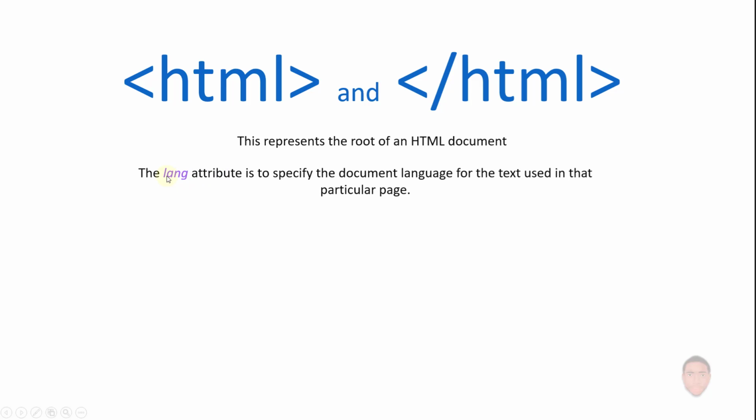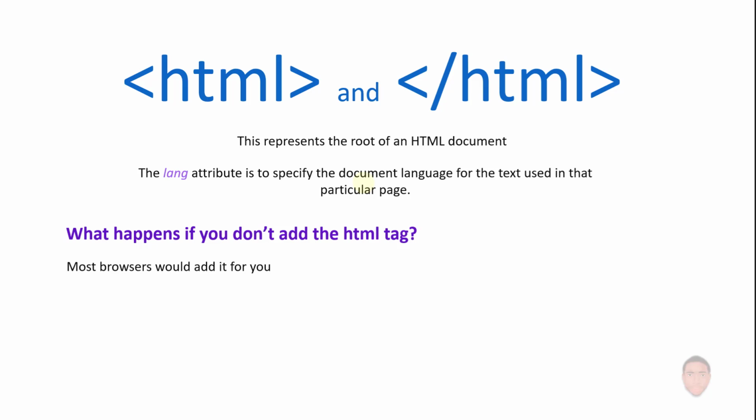I also showed you the language attribute. This is just to specify the language that's used for the text in your document. You have English, Chinese, and every other language out there. So then what happens if you don't add the HTML tag? Well, most browsers will just add that for you. Even if you omit it, it's going to be added for you, but then you should always have that in place. And also what happens if you write the HTML tag but don't add the language attribute?